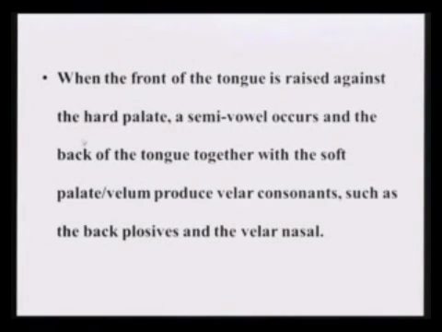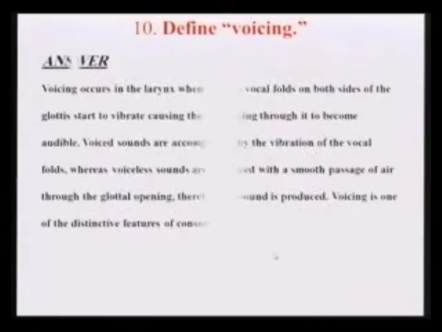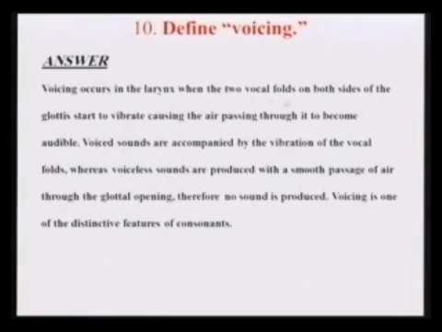When the front of the tongue is raised against the hard palate, a semivowel occurs at the back of the tongue. Together with the soft palate, velum produce velar consonants such as the back plosives and the velar nasal. يعني voicing. Voicing occurs in the larynx when the 2 vocal folds on both sides of the glottis start to vibrate, causing the air passing through it to become audible. Audible يعني يبقى مسموع، مش وشوشة بقى. Voiceless زي الوشوشة كده.